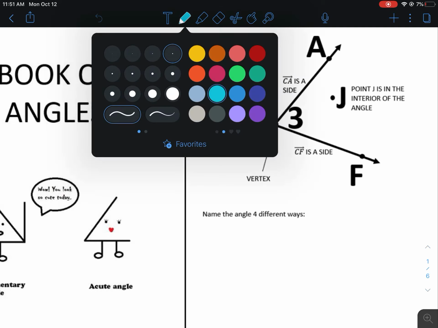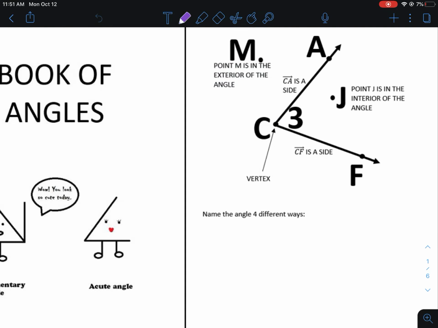So if we're looking here, we see that we can name this angle 4 different ways. So we can go with A, C, F. So that's one way we can name this angle. So that would be angle ACF. Another way would be FCA. So that's angle FCA. And notice both times C is in the middle because it is the vertex.